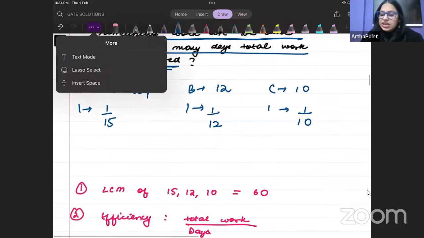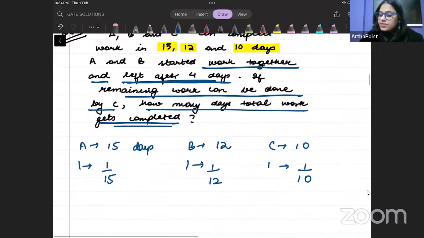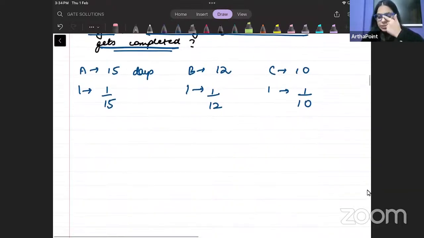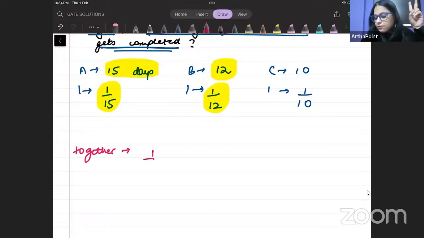So in the beginning, C is not involved. It is saying that initially A and B started work together and they left the work after 4 days. Now look carefully. To complete the task, A takes 15 days, so in one day he can do 1/15 of the task. B takes 12 days, so in one day he can do 1/12 of the task. But together, how much can they do in one day? Together, 1/15 plus 1/12.